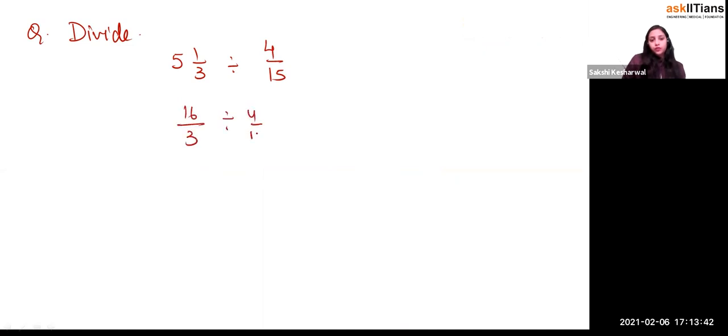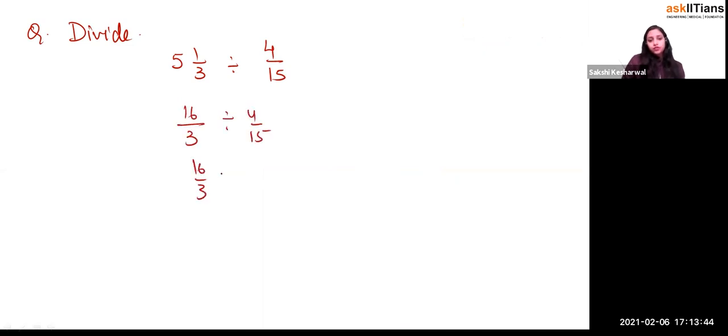I'll give you one more. Okay, just do one more question. It says divide 5 whole 1/3 divided by 4/15. So this is written as what, beta? This can be converted. So this is equal to 15, and this is 16/3 divided by 4/15.